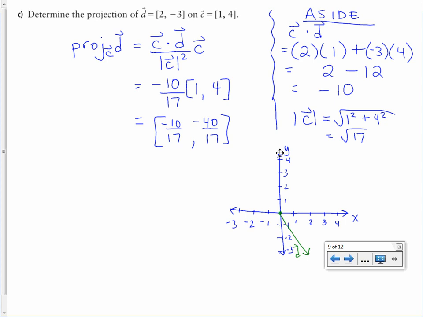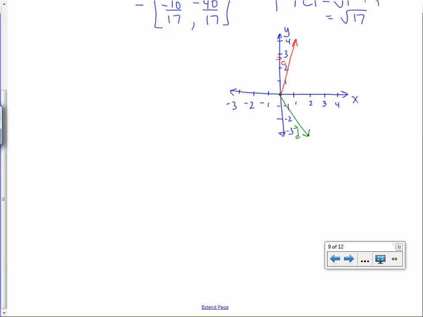Okay, now I'm going to draw vector C. So vector C is (1, 4). I would draw 1 unit right, 4 units up. So there's vector C. So I want to draw the projection of vector D onto vector C. At this point, everything I need is in the picture. So let's zoom in on the picture itself.